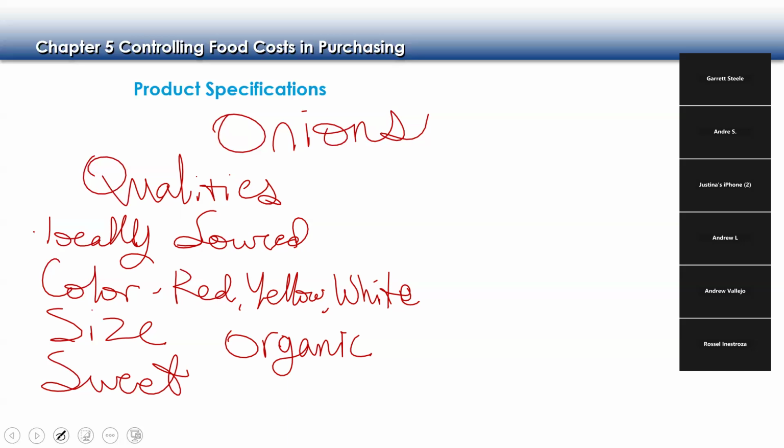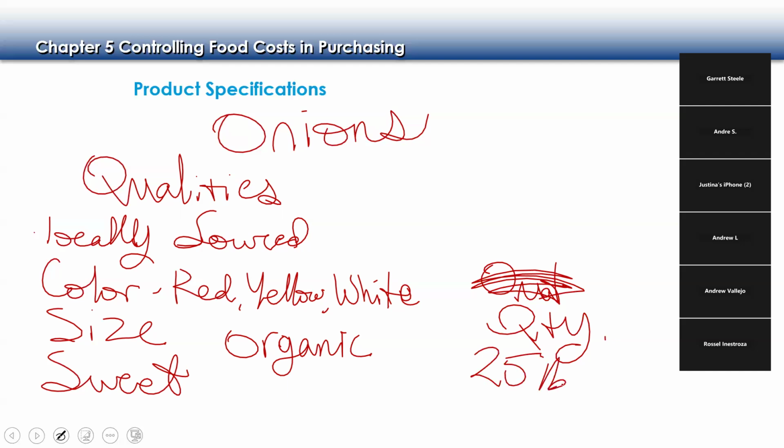Okay, and then the quantity, I'll put it down here. QTY, there we go, that's what I'm looking for. Quantity is basically how much. Do we buy it in 25-pound bags? Do we buy it in 50-pound bags? Okay, so quantity is just how much. Do we buy it in 5-pound bags? Okay.